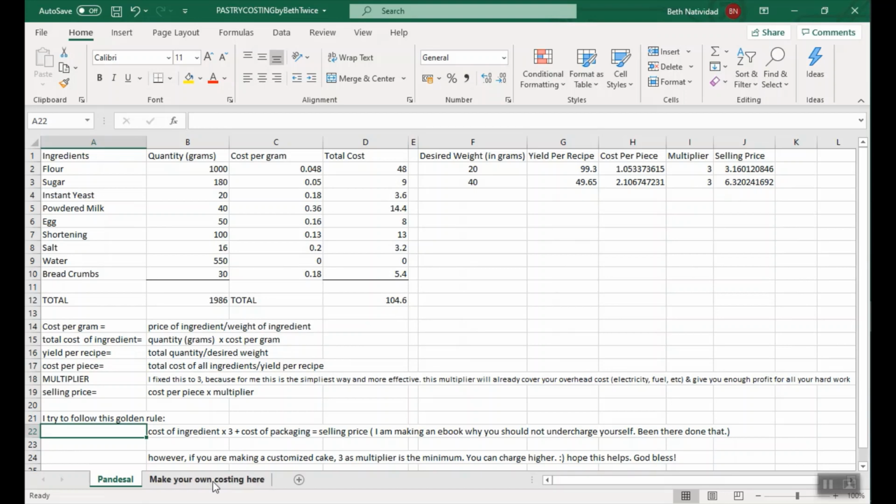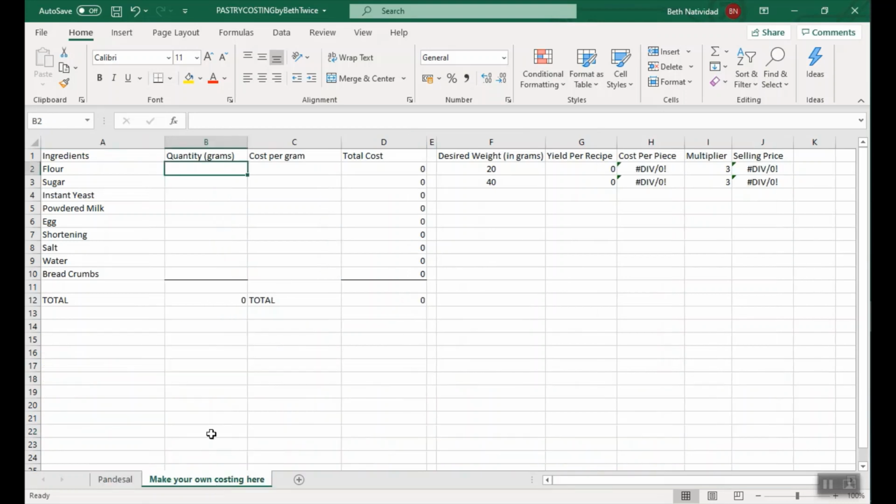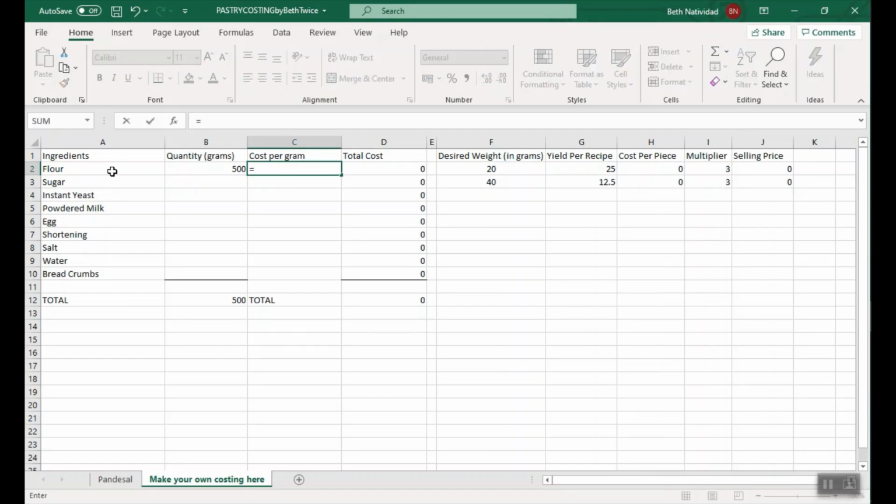Meron ako ditong ginawa, like make your own costing. It's an empty sheet that you can use. So, example, ito, flour. You can just replace this kung ano man yung mga kailangan mo for your recipe. Then, you encode here kung ilang grams ang kailangan per recipe. Example lang. So, 500 grams. And then here, basta don't forget, ang cost per gram should be equal to how much you bought your ingredient.